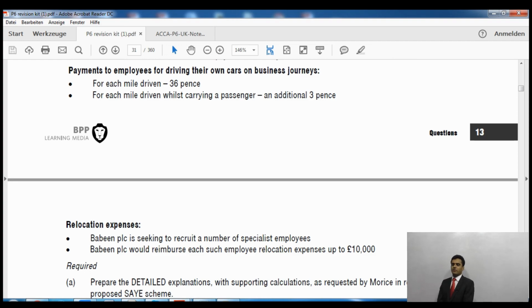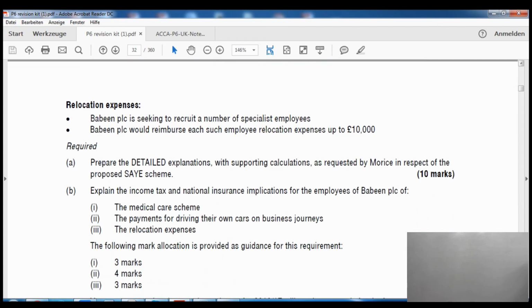So we know that if he picks up another passenger, up to 5 pence is exempt anyway, and for 36 pence he has given a standard rate of 36 pence. So we know that up to 10,000 miles it is a different rate, and over 10,000 miles, sorry, it is 25 pence, right? So you will have to see how much he has been given and how much he should have been given. If he has been given more than what he should have been given, then the excess is going to be taxable. If he has been given less than what he should have been given, then it will be deducted out of the salary.